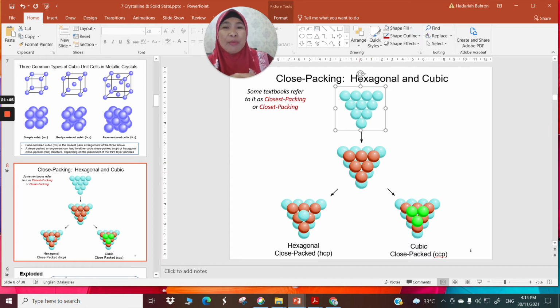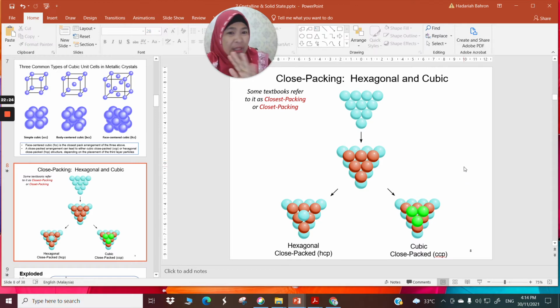Your second layer, if you place it where the nook is being placed with one ball, you call that close packing. So this is the second layer where this one metal atom is cradled by three different atoms at the bottom. It is placed at the crevice, at the hole between the three atoms. So you're putting it there. So it is the closest packing. Now, up to that point, it is still okay.